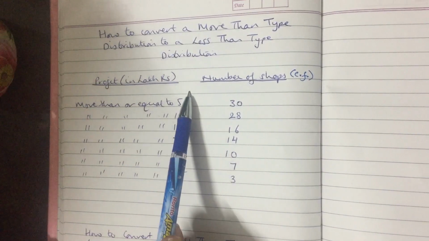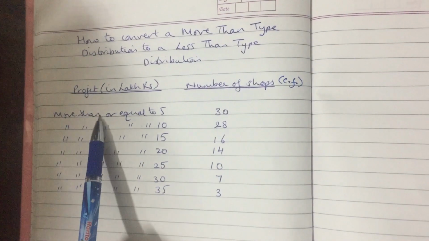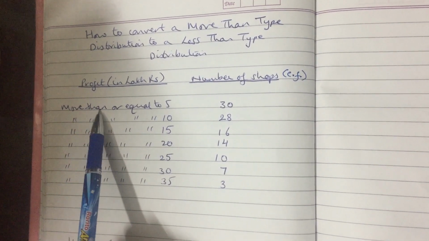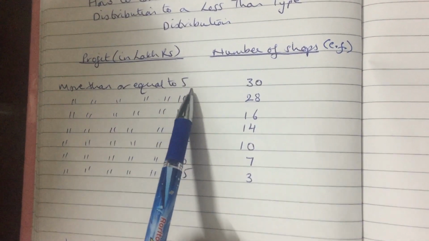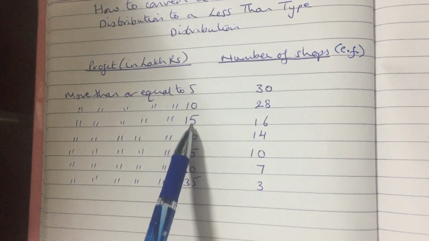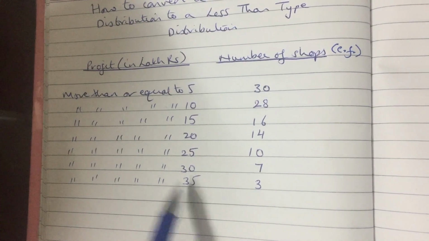Now let us look at these numbers over here. When I say it is more than, if you remember I told you when it is more, you have to take the opposite, which is less. So these are the lower limits. From here you can determine the class size. The class size here comes out to be 5.